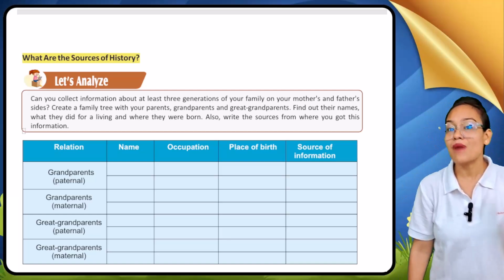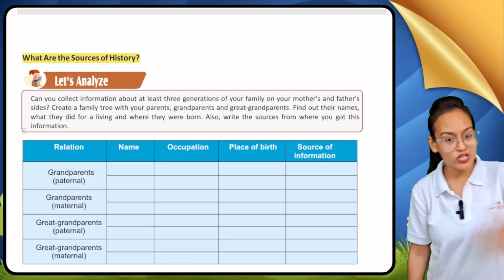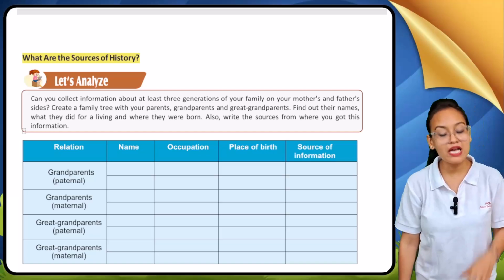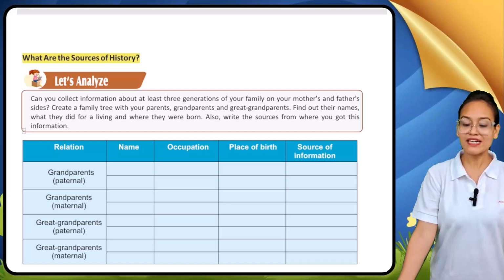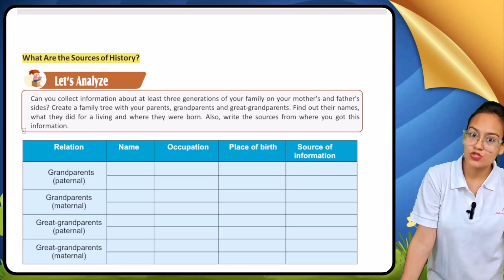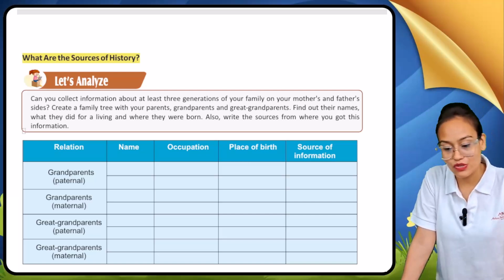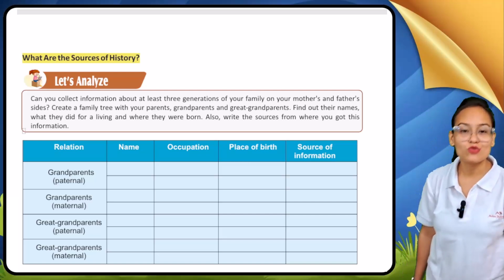First of all, relation means you have to write about your grandparent. Grandparent means the parent of your father. Here I'm not talking about the parent of your mother, I'm talking about the parent of your father. So what you have to do is write the name of your grandparent, what occupation he was associated with, at what place your grandparent was born, and what is the source of your information.